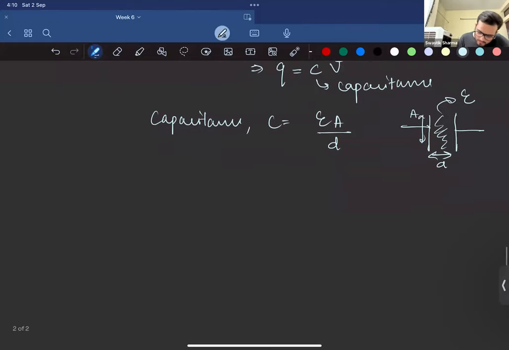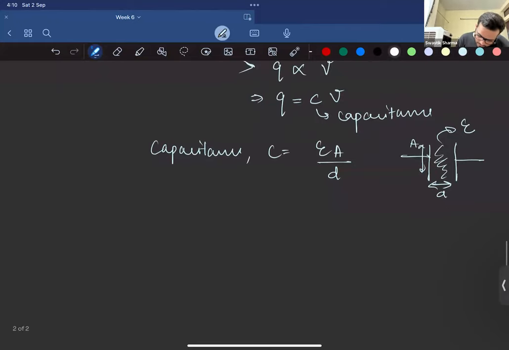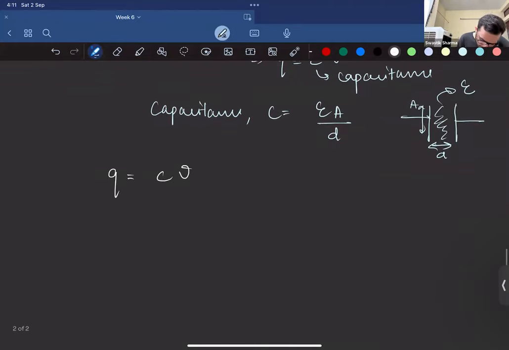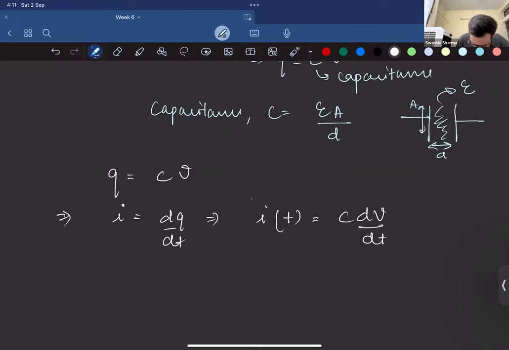Now, what else? Okay, so take a look at this equation: Q equals CV. Can we write the equation of current? Of course, right? Current is dQ by dt. So the equation of current would be C dV by dt, right?